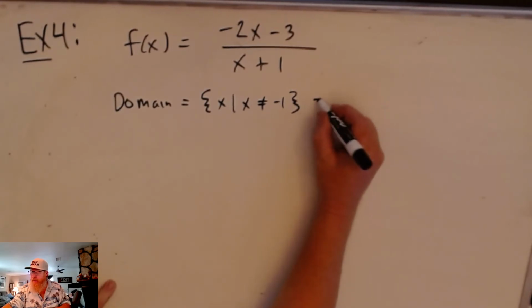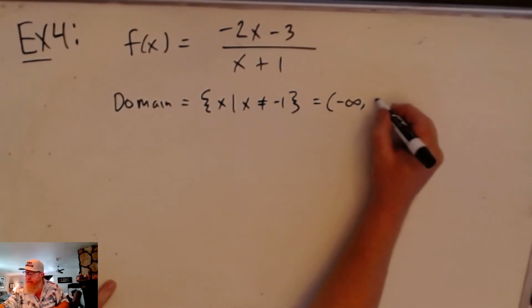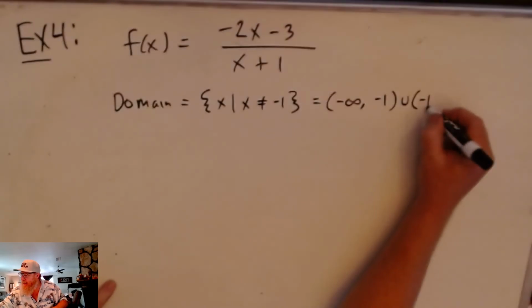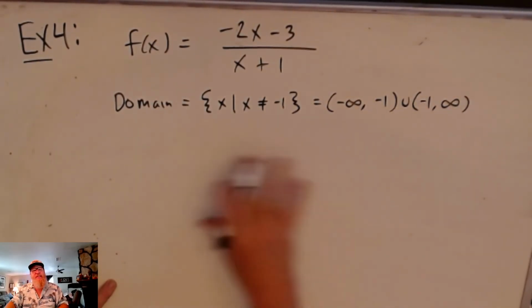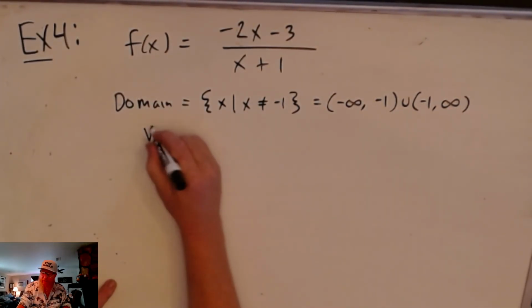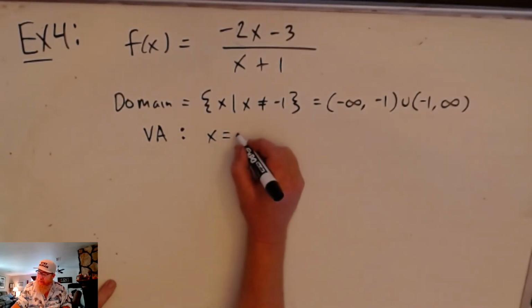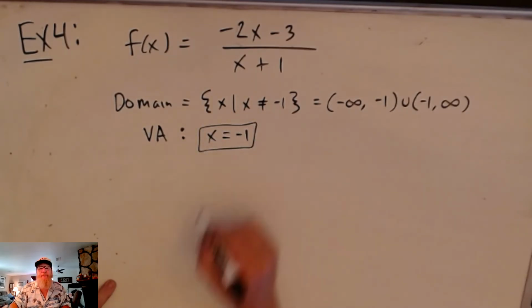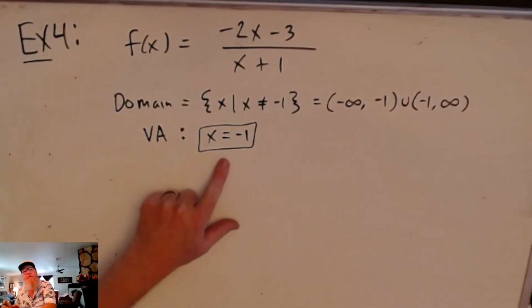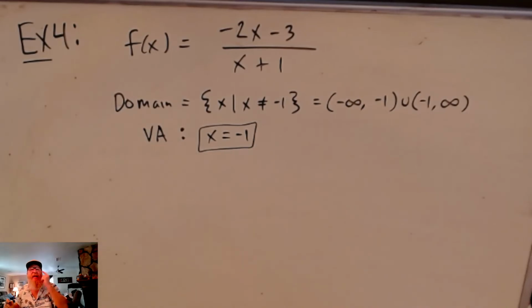Or in interval notation, that would be negative infinity to negative 1, union negative 1 to infinity. Saves me a lot of board space. It also gives you the vertical asymptote. That's x equals negative 1. Remember, the vertical asymptote is an equation, so you have to type it as x equals -1.